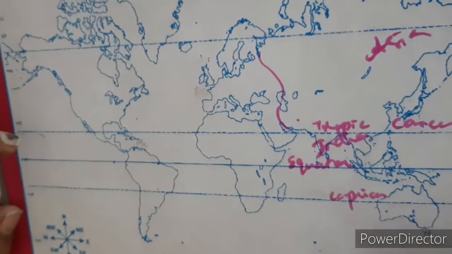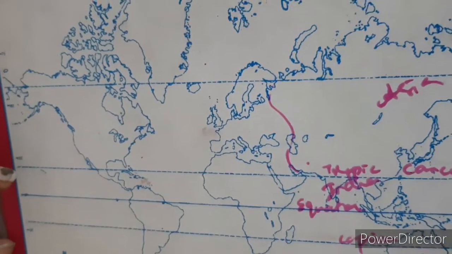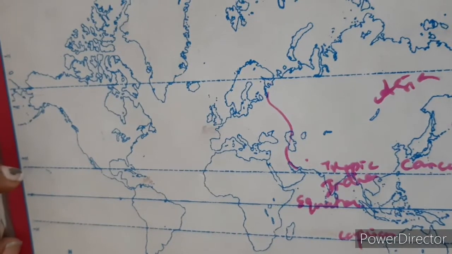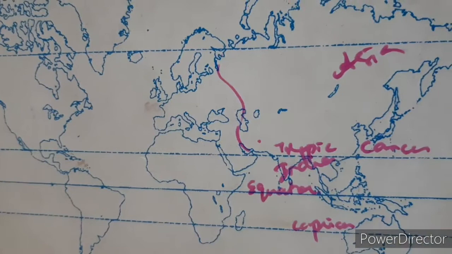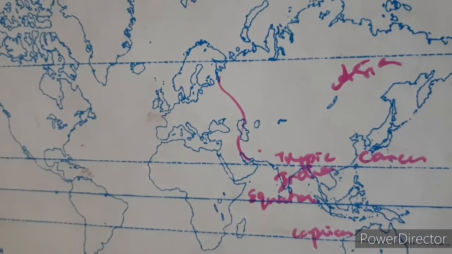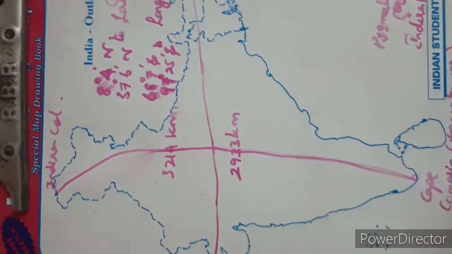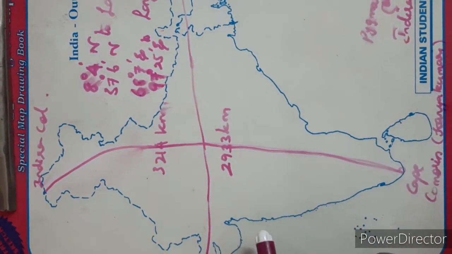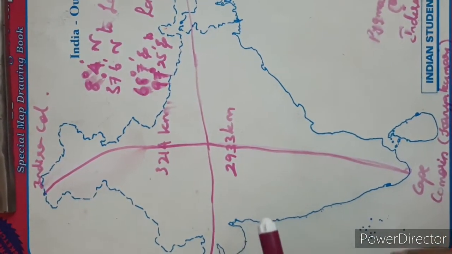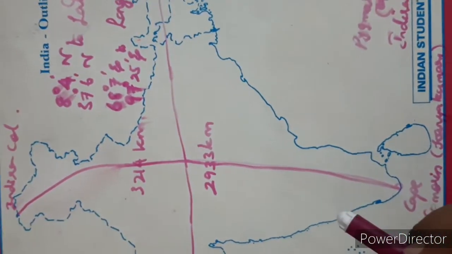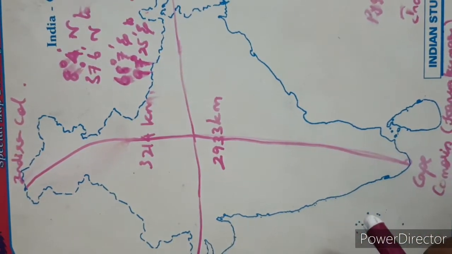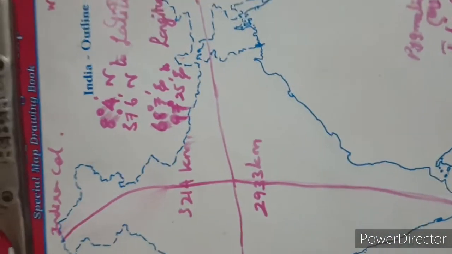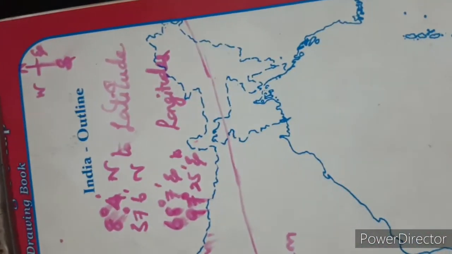Now we will move on to the latitudes and longitudes of India, and the distance from east to west and from north to south. Everything we will learn now. Already I told that India lies in the northern hemisphere, but it lies in the northeastern hemisphere. So in the northeastern hemisphere, in which latitude and in which longitude it is located, that we will see first.